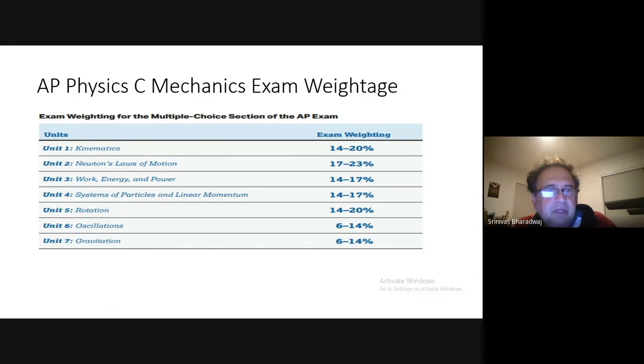This is the typical weightage for AP Physics C mechanics, and this is what we are going to focus on. As the year progresses, I will also discuss the second part, which is electricity and magnetism. But for now, just remember this. The first 5 units contain almost 80% of the course, almost 80% of the weightage.